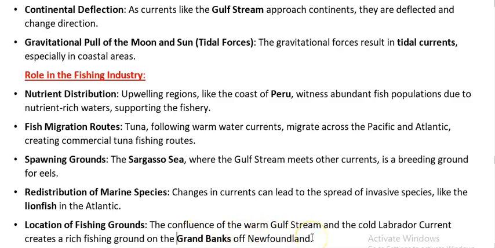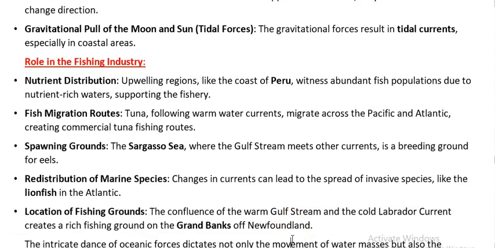Newfoundland region, on the east side of North America, we can see that there is Grand Banks. Off the coast of this Newfoundland region, we can see Grand Banks. That means a very high potential fishing ground. It is created by the confluence of Gulf Stream and cold Labrador current. When the warm current and cold current meet, it is ideal ground for this particular fish population. So you can talk about that point as well.